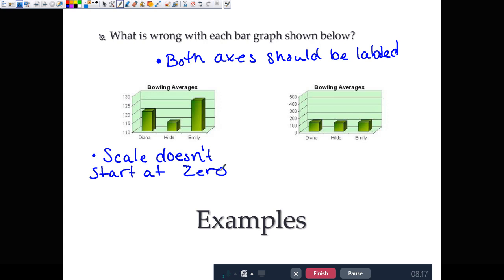All right, how about the other one? It starts at 0, it goes up by hundreds, but can you tell the difference between those bars, really? No. So should we have gone up by 100s? No, we probably should have gone up by a different scale. So this is a bad scale. We don't know what that data means.